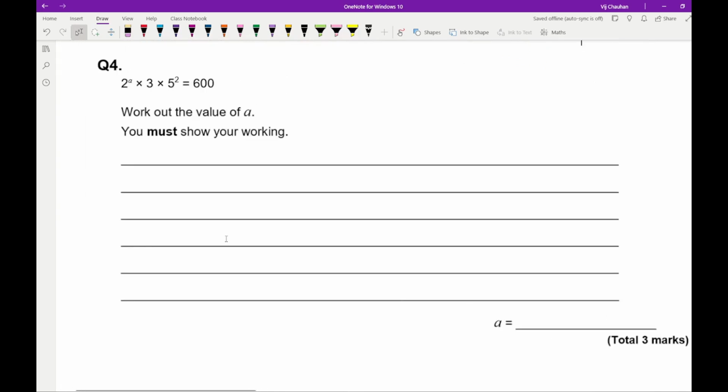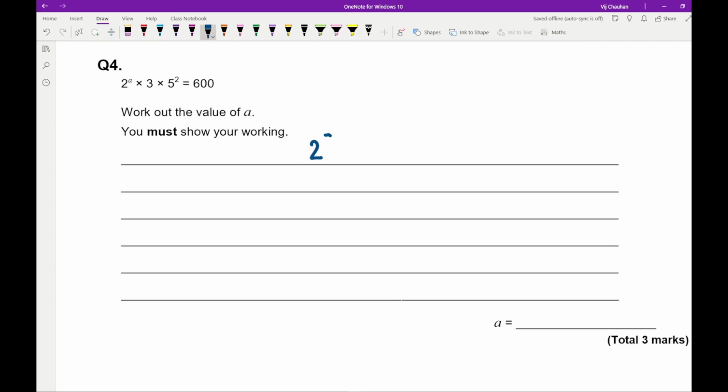Moving on to question 4, and again I'll zoom in just in case because some of the notation is rather small. So it says 2 to the power of a times 3 times 5 squared equals 600. And the question is asking us to work out the value of a, and you must show your working. Now the must show your working basically means you can't guess to get your 3 marks. So it's really important that you do set your work out correctly.